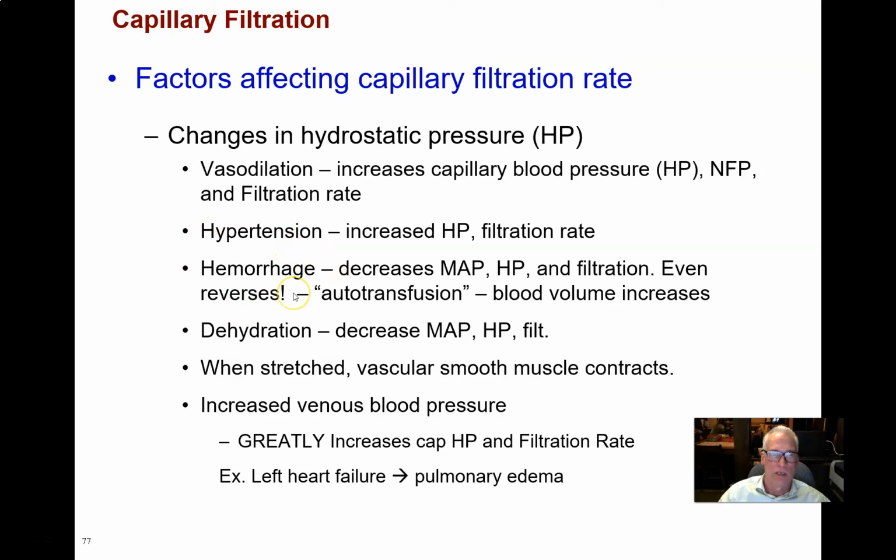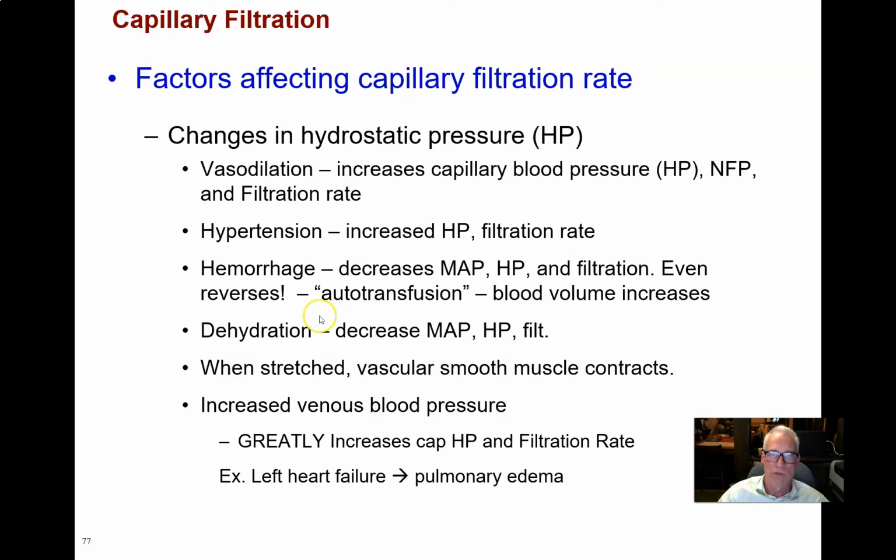What about a hemorrhage? What happens to blood pressure when you have a hemorrhage? If blood volume goes down, blood pressure goes down. Now we have a drop in hydrostatic pressure. And so now the capillary filtration, the net filtration pressure, is going to go down, and it may get so low that it'll actually be negative and it'll reverse.